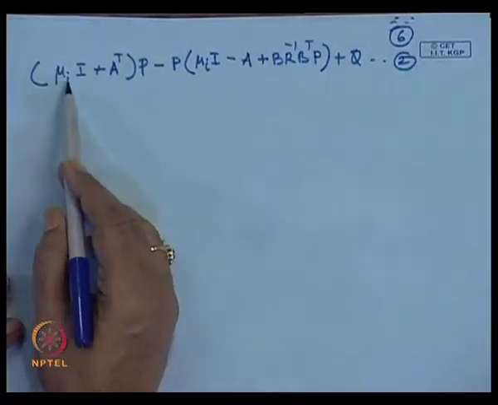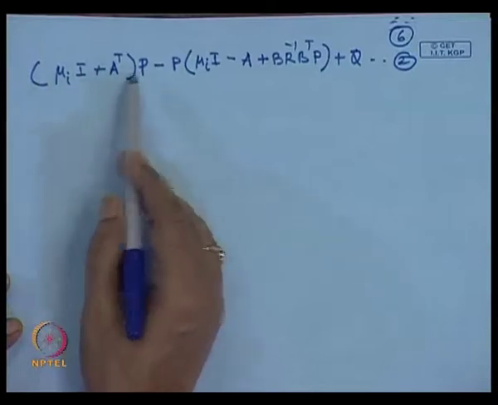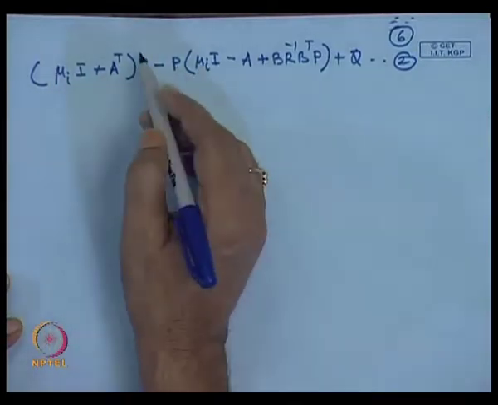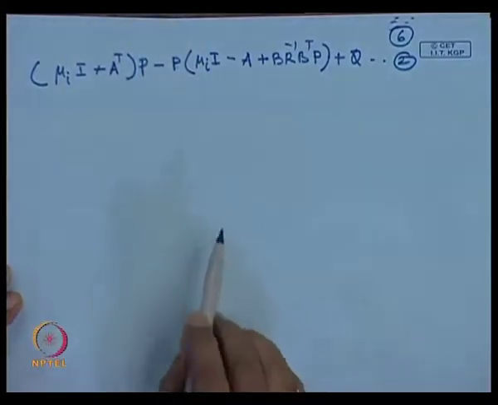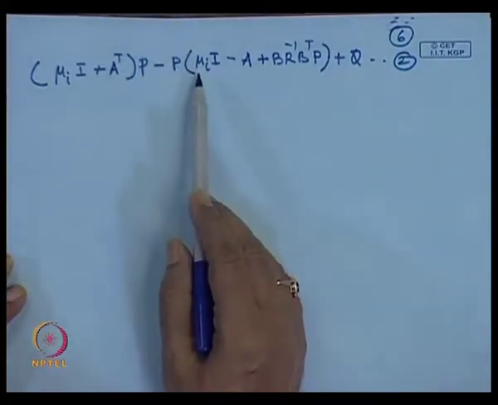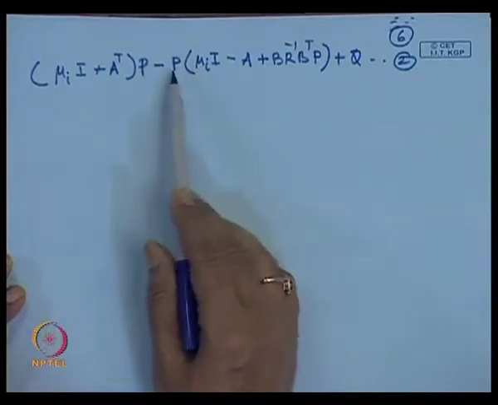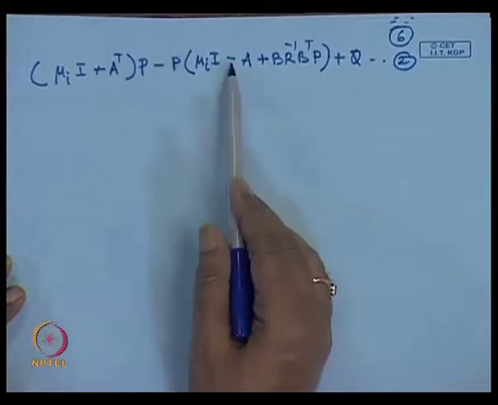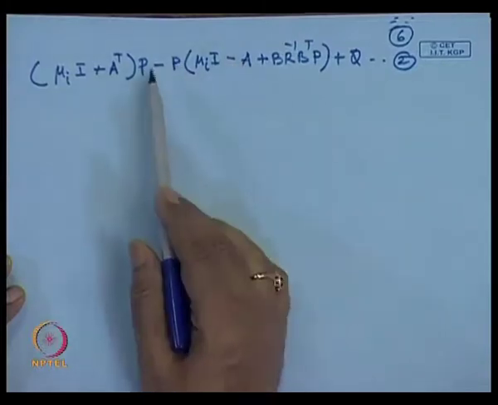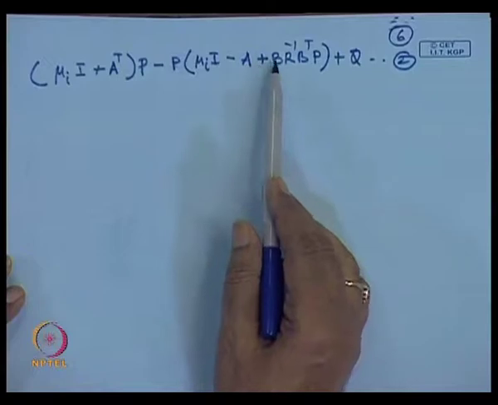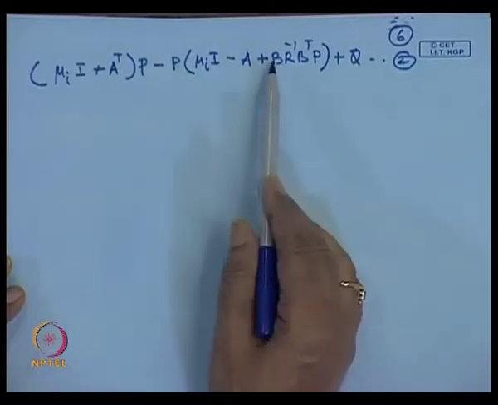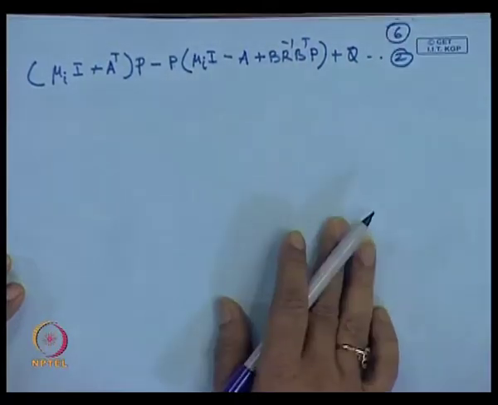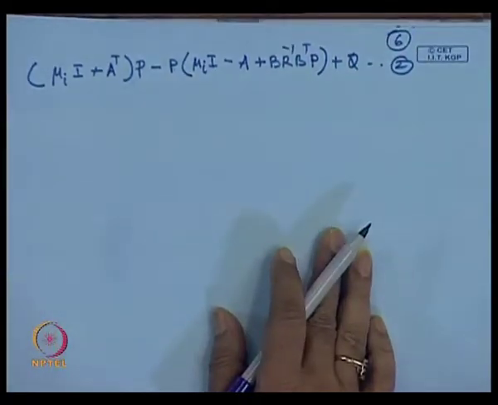Now, say mu I P minus P mu I, agree, if you multiply it by this one, mu is a scalar quantity, agree. So, this and this cancel. So, A transpose P minus, and that is a minus, plus P A, that minus, this plus, minus P B R inverse B transpose P plus Q. So, it is the same as equation number 1.